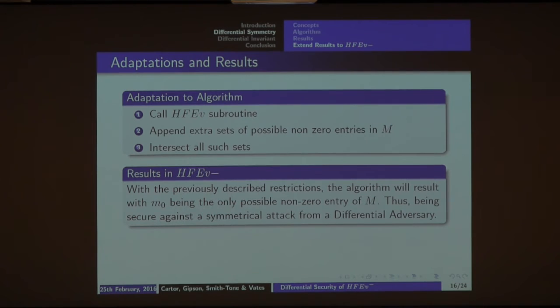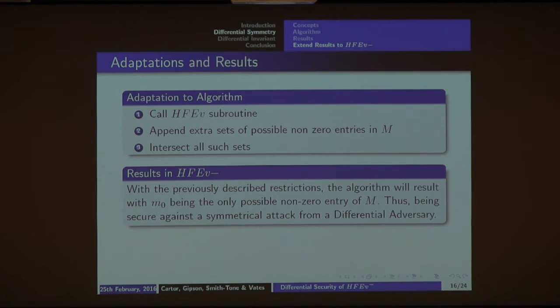So in our algorithm, we just need a slight adaptation to deal with the minus modifier. We actually call HFEv as a subroutine, that exact analysis we did with HFEv. And then we append to that algorithm all the extra sets of possible non-zero entries in M. The pictorial representation showed two equations being removed. So for every place the HFEv called it, you would do two extra sets for the extra two lines that were generated in our image. So even more information to work with.